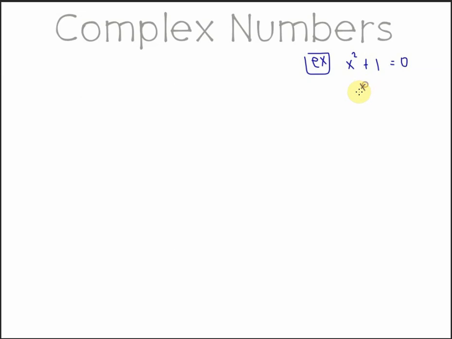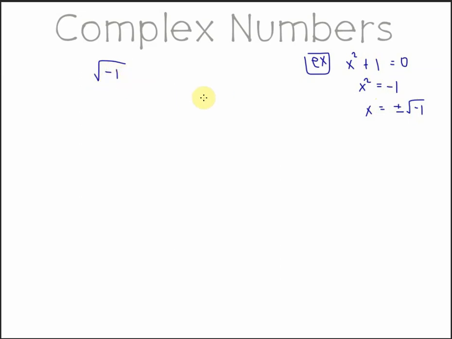So I go through, I can't factor with the difference of squares because it's addition, but I start solving it. I get x squared equals -1, which means that x equals plus or minus, remember if you take the square root of both sides, you do plus or minus, the square root of -1. Okay, now we have a problem here. What is the square root of -1?